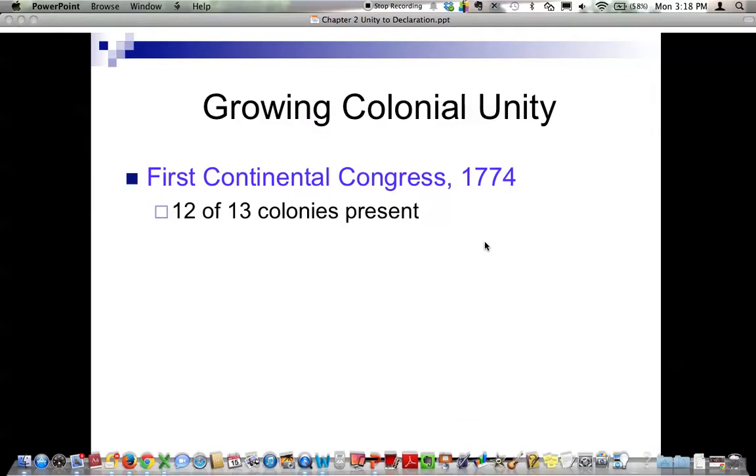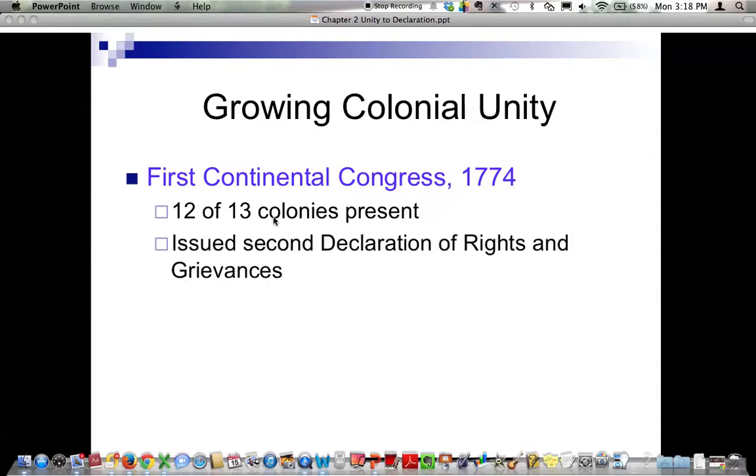So what happens as a result of this? The Boston Tea Party was 73. This group decides we need to meet as a continent with all the colonies represented. So one of the first meetings was called the First Continental Congress in 1774. 12 of the 13 colonies were present, and they decided again to send a letter to King George III.